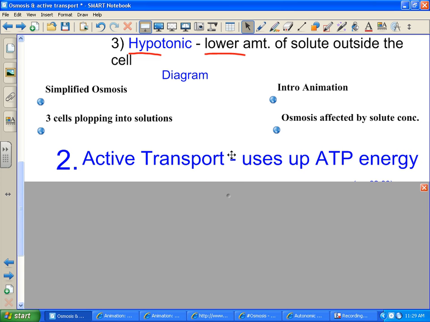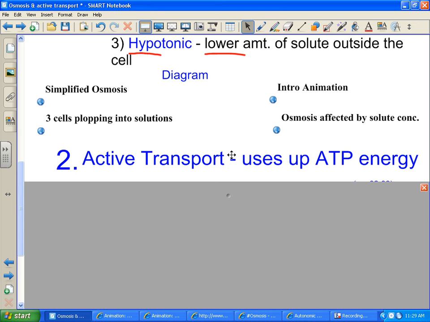Let's talk about active transport. Again, we talked about diffusion, facilitated diffusion, and osmosis. Each of those three things does not require your cells to use up any of its ATP, any of its energy. So if it had a preference, that's what it wants to do. It wants to use one of those three methods to get material across the cell.